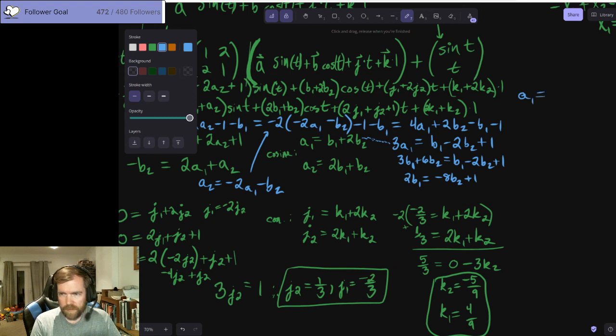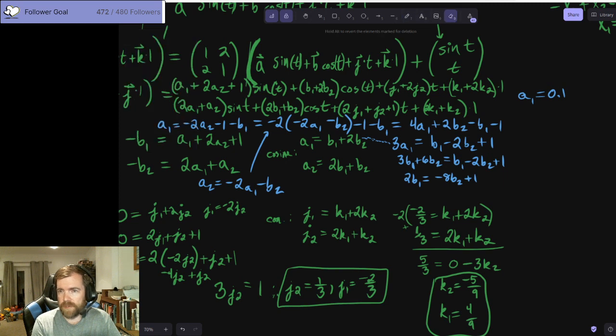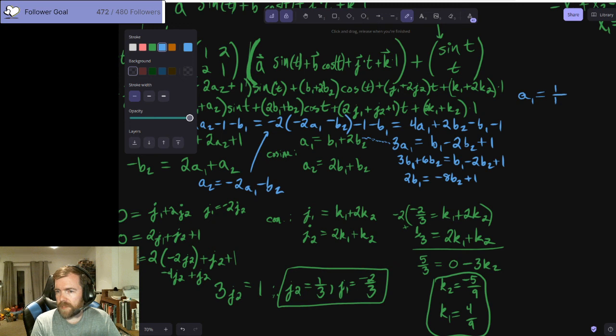Alright, A1 is equal to 0.1. I'll just go with fractional form because it makes a little more sense. Right, 1/10. A2 is going to be equal to -4/10, which is 2/5. B1 is equal to -3/10. And B2 is equal to 2/10 or 1/5.